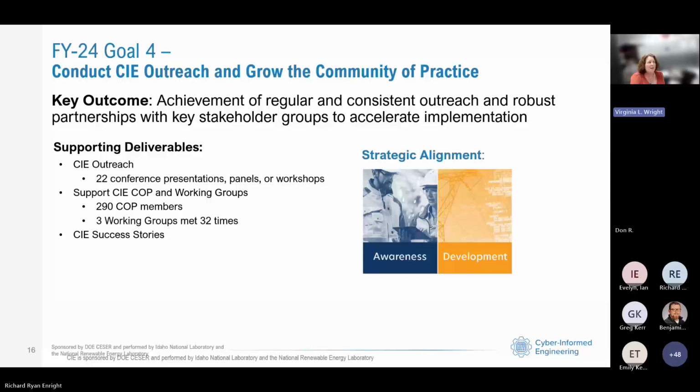For our fourth goal, we are conducting CIE outreach and growing our community of practice. We've already talked about that in this presentation. And as an outcome of that, we hope to achieve regular and consistent outreach and robust partnerships with key stakeholder groups to accelerate the implementation of cyber-informed engineering. In this year, we've had 22 conference presentations, panels, or workshops, and we have 290 community of practice members and counting. And our 3 working groups met 32 times over the course of the year. We are also seeking and producing cyber-informed engineering success stories.